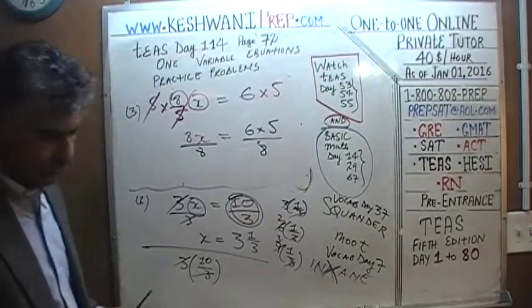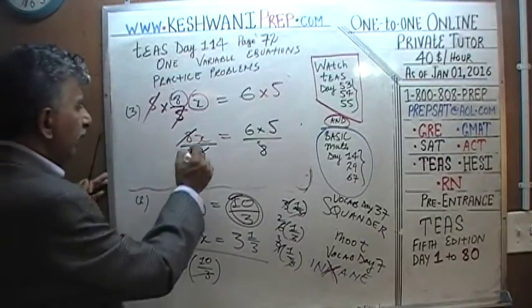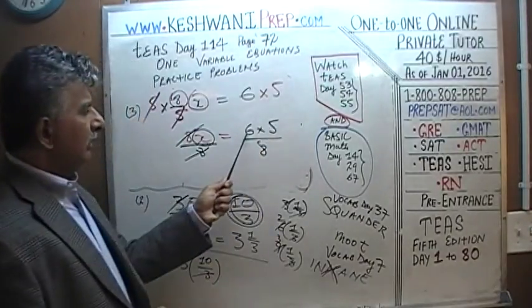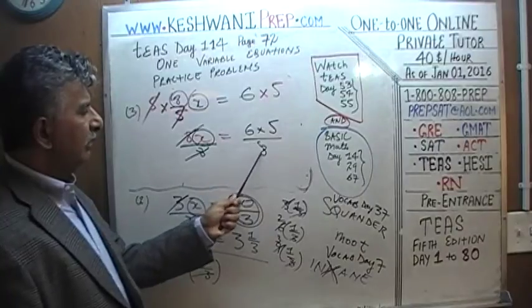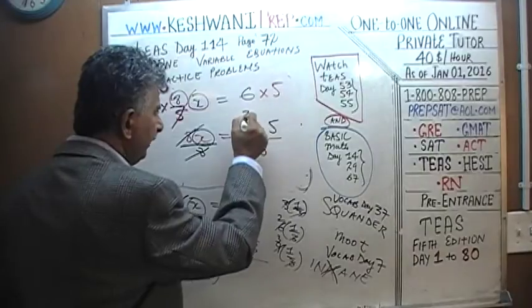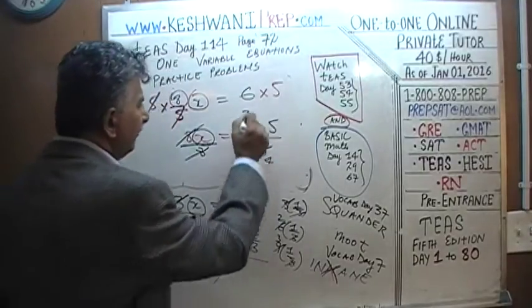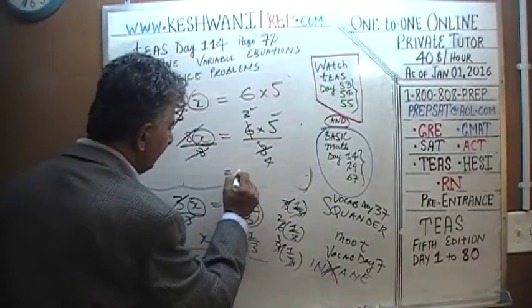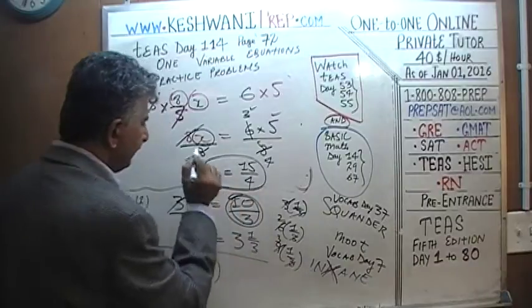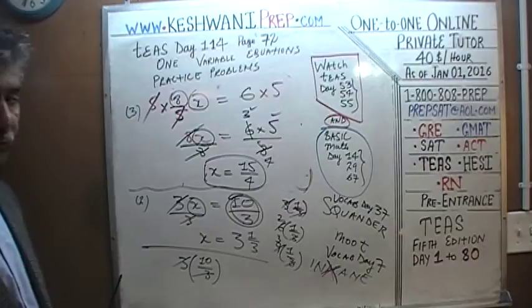Well, now we can cross out the 8. If we divide top and bottom by 8, 8 goes away, and we are left with just 1x. And x equals 6 times 5 over 8. We have a 6 at the top and 8 at the bottom. They're both even numbers. Let's divide top and bottom by 2. 6 will become 3, and 8 becomes 4. We are left with 3 times 5, which is 15, over 4. We are claiming that x equals 15 quarters. Let's verify, shall we?